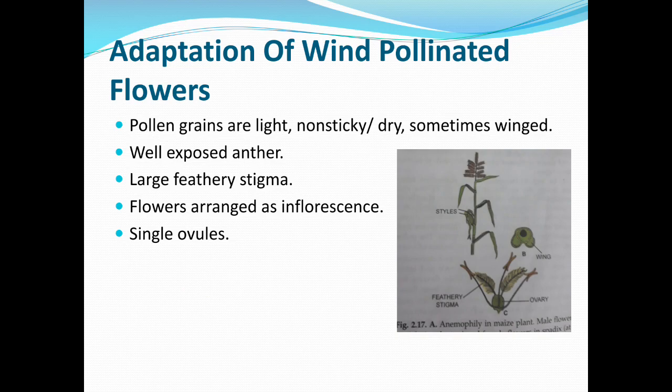Now there are various agencies which will help in cross pollination. First of all, the wind pollinated flowers. The wind will help in pollination. This type of pollination is known as anemophily.